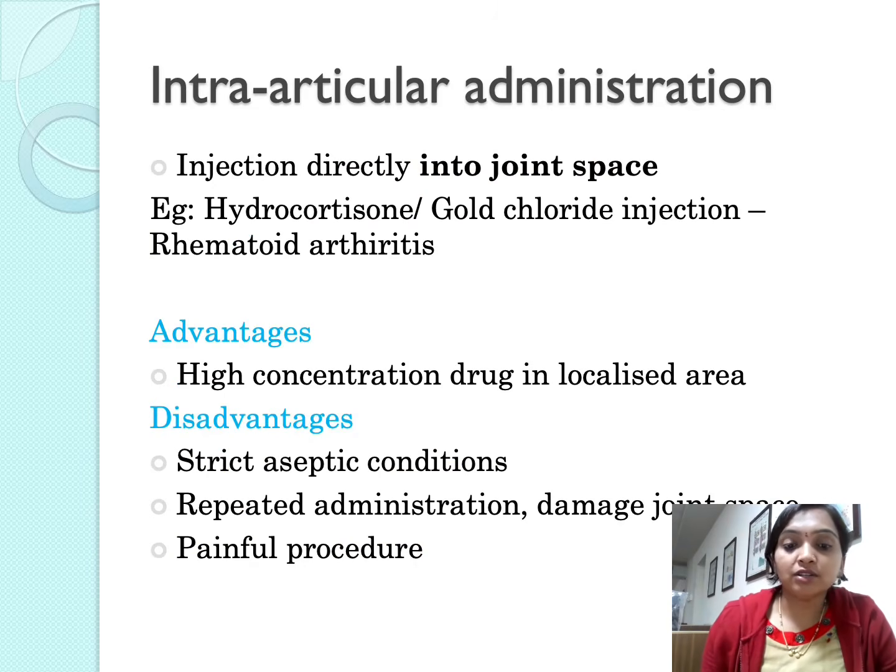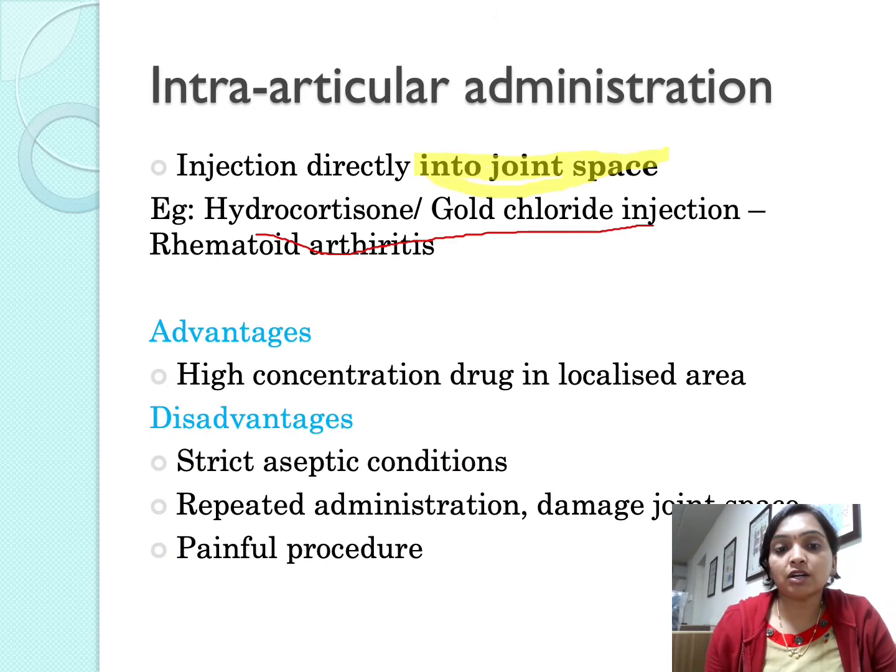Moving on to intra-articular, as the name suggests, it is into the articular surface of the joint space. Okay, so that is where you inject the drug. It is mainly to produce symptomatic relief at the desired site. Example is injecting hydrocortisone or gold in case of rheumatoid arthritis.